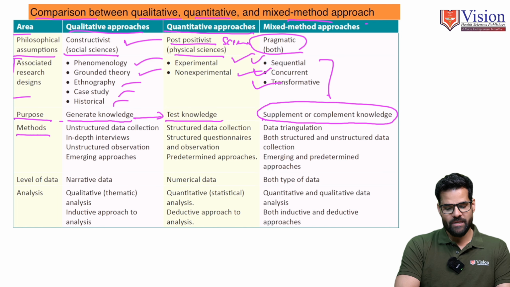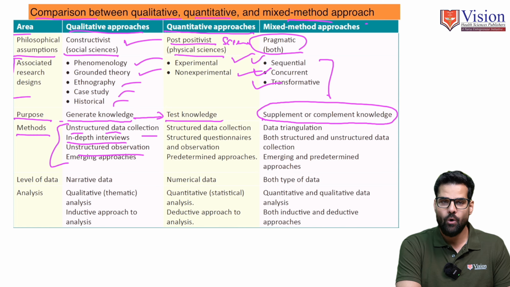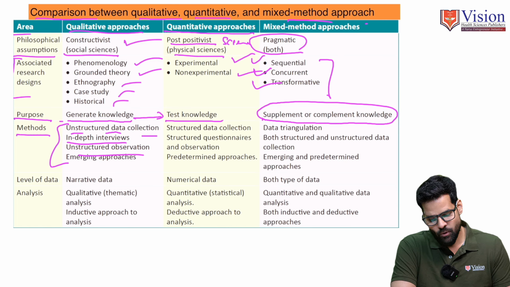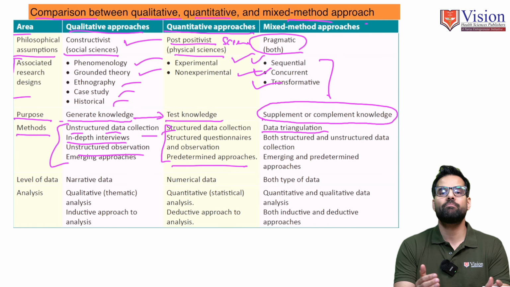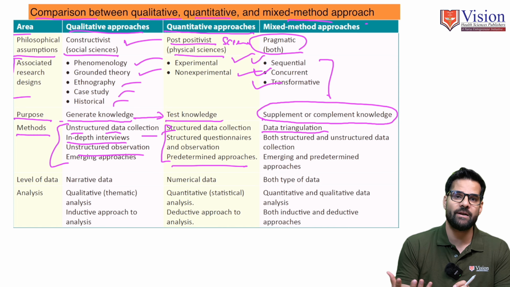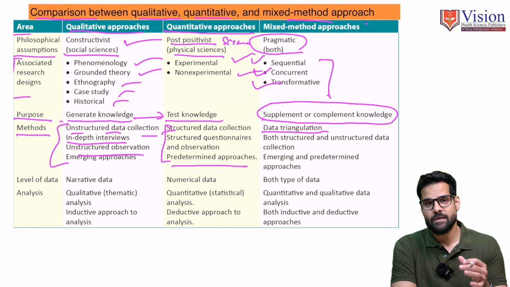If you compare in terms of methods, usually for qualitative research, unstructured data collection, they use in-depth interviews, unstructured observation and emerging approaches. All these things we are going to discuss in subsequent lectures. Whereas it's more structured for quantitative, okay, all the things, predetermined approach we use. And in a mixed method, we go for data triangulation. What is that triangulation? When you mix multiple methods of collecting the information. For example, I interview somebody and I also make an observation on the same phenomenon. So mixing more than two approaches.